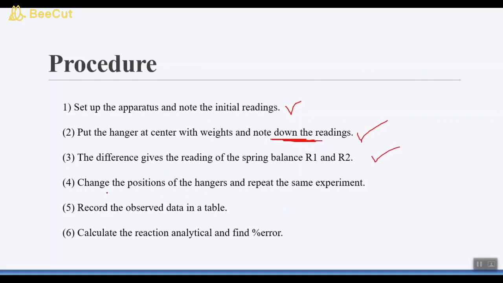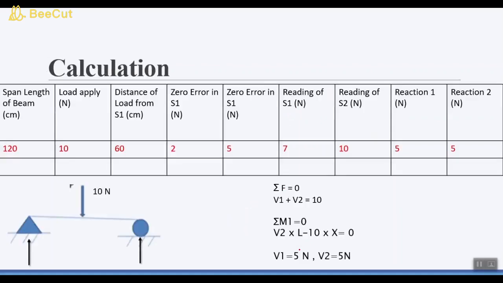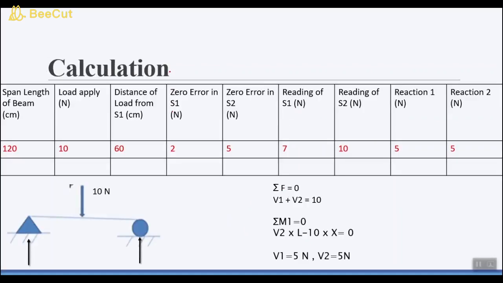After that you will change the position of the load and repeat the same experiment. You will record all the data in a table form, and at the end you will calculate the reaction analytically for each applied load and find the percentage error between the analytical results and experimental results. Coming towards the calculations part, you have to tabulate the data of the experiment in this form.